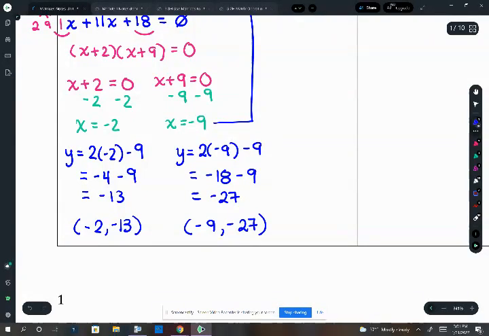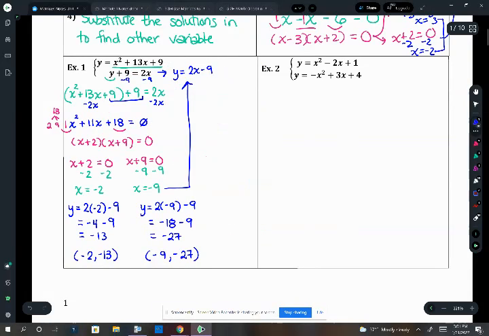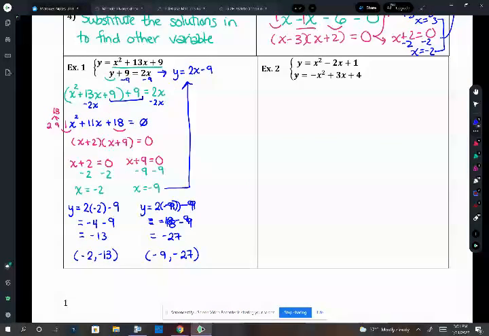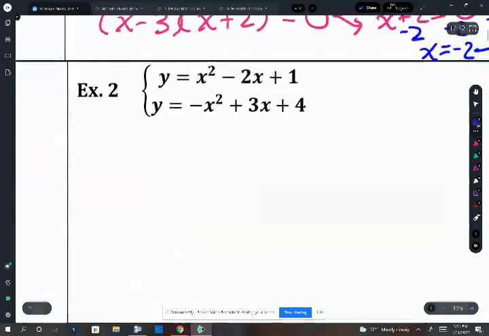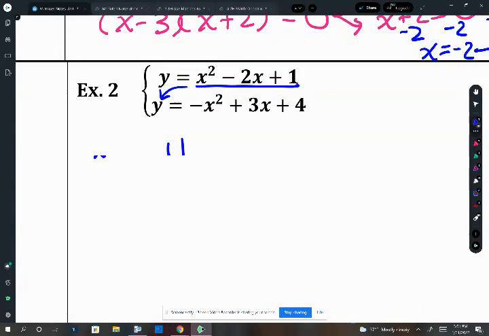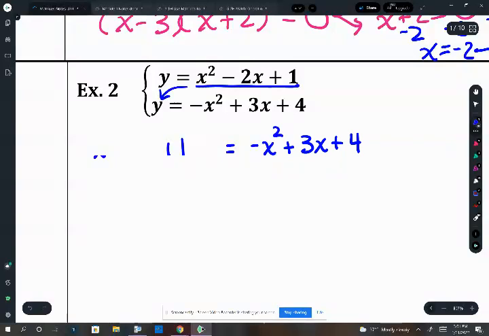All right, so let's do one more. Example 2, kind of the same idea, but notice that they're both solved for y. So I could really substitute either. I'm going to take this one and plug it in for the y on this side. So basically, I just set them equal to each other. So x squared minus 2x plus 1 is equal to negative x squared plus 3x plus 4.